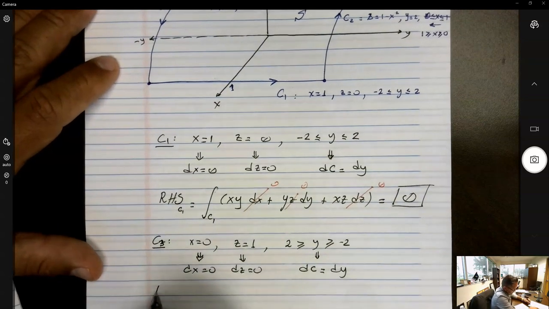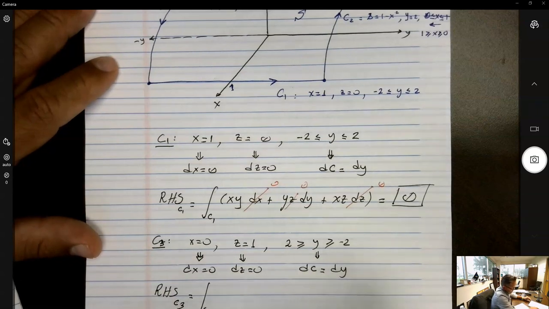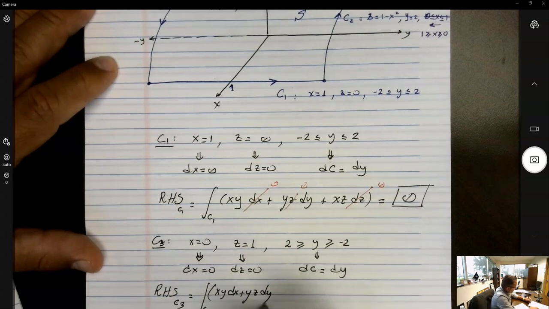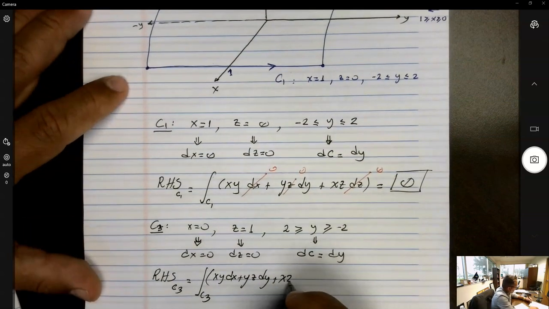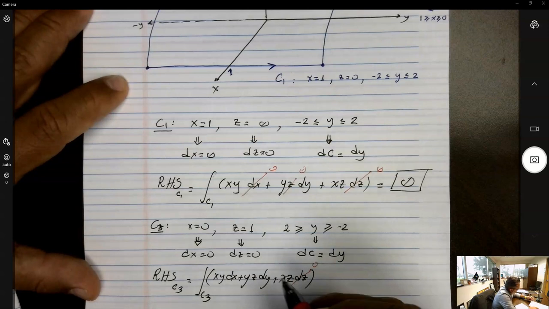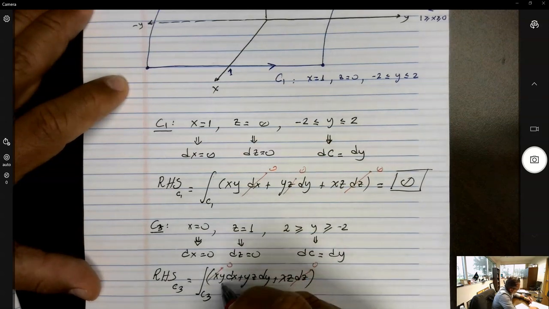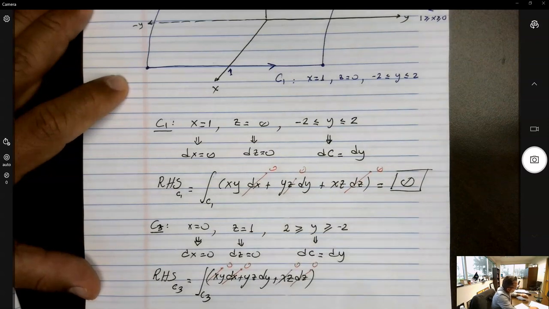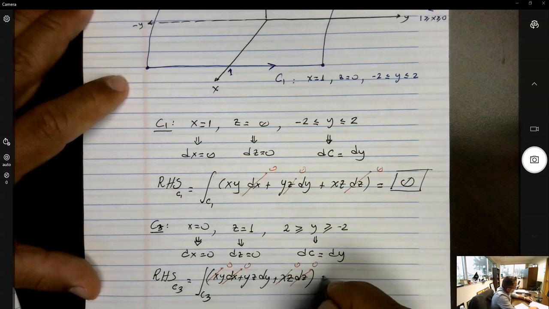So the right hand side along C3 is the integral along C3 of xy dx plus yz dy plus xz dz. Again, dc is equal to 0. We have x is equal to 0. It's also dx is equal to 0. And so x is equal to 0. So we have one term here that survives. z is equal to 1, y is equal to just y. So this is the integral of y dy.